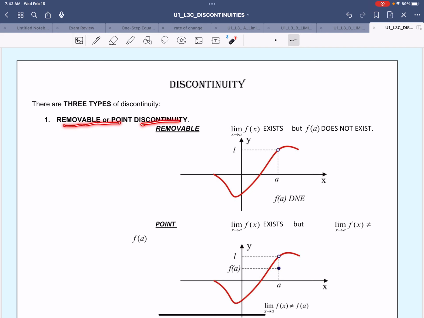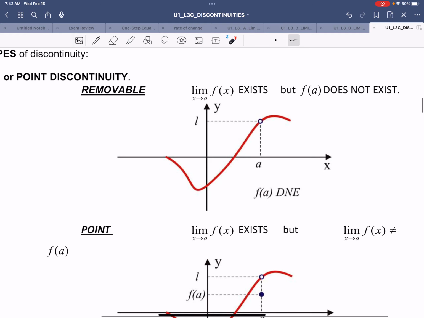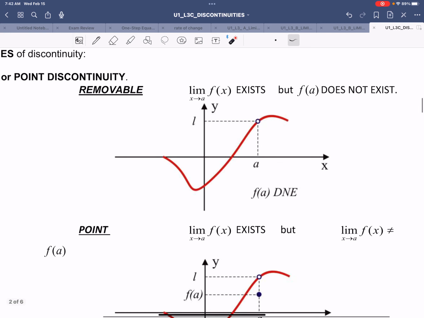removable or point discontinuity. So we group them together in one bigger group because they're kind of similar and they kind of appear together. Removable discontinuity happens when the graph of a function will show a hole or a break in the shape of a hole, which means that the function will have no value or will be undefined at x equals a. The reason why we call this removable discontinuity is because these types of discontinuities happen mostly in rational functions when we remove a restriction.